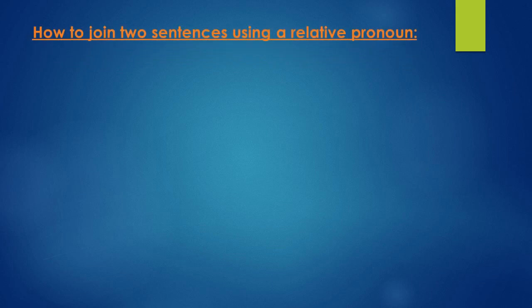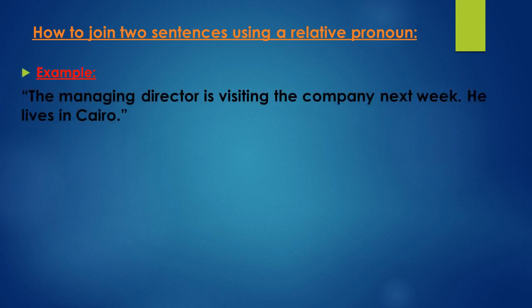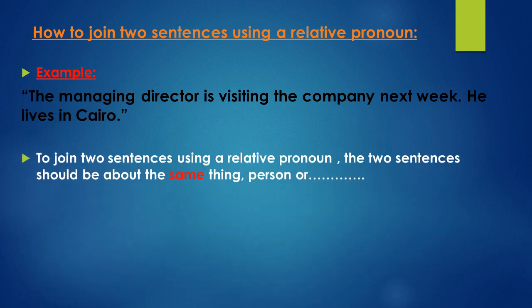Okay guys, now let's learn how to join two sentences together using a relative pronoun. Here is an example. The managing director is visiting the company next week. He lives in Cairo. Okay guys, if you want to join two sentences using a relative pronoun, we need to make sure that the two sentences are about the same thing or person. Here guys, the two sentences are about the managing director.